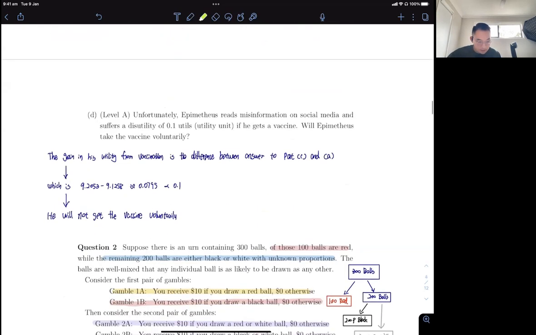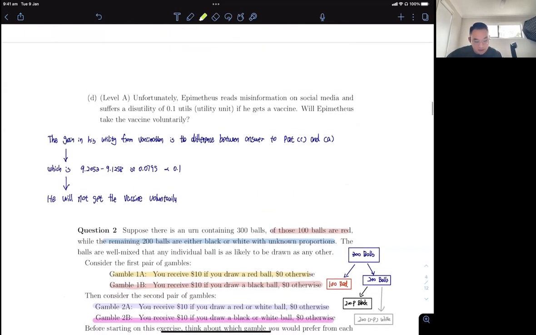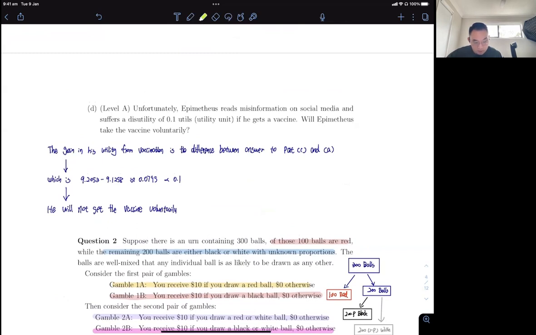Nice, thank you guys. So question D: unfortunately, he read misinformation on social media and suffered a disutility of 0.1 units, sorry, utils, that's the utility unit, if he gets the vaccine. Will he take the vaccine voluntarily? This is saying that he will lose 0.1 units of utility because he read some information saying vaccination is bad and he refuses to take the vaccine.